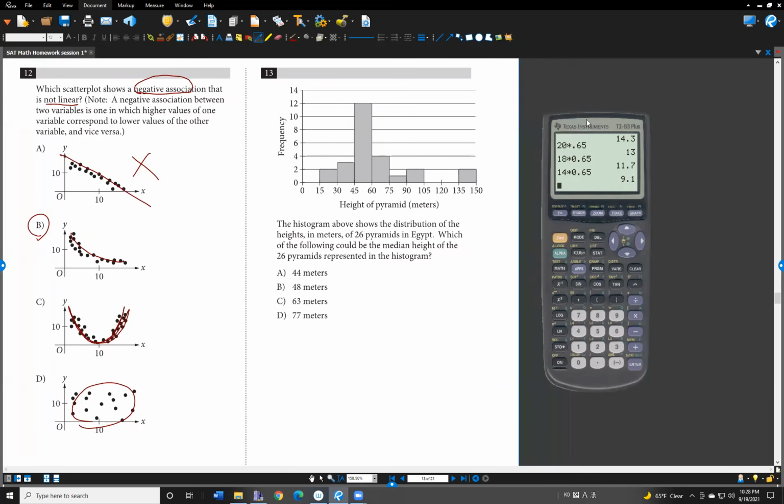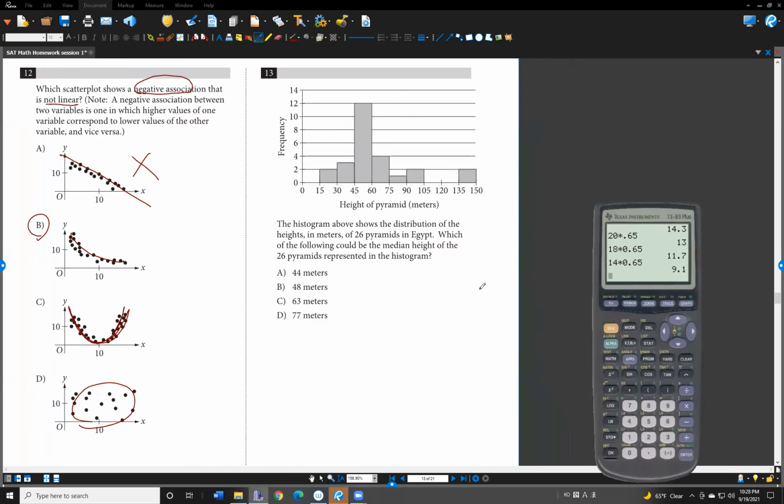Number 13 over here. We have a histogram. Histogram is there's no gap. The bar graph is there's a gap over here. So for a histogram, x is always a numeric value, numeric values continuous. There are 26 pyramids in Egypt. Which of the following is the median height?